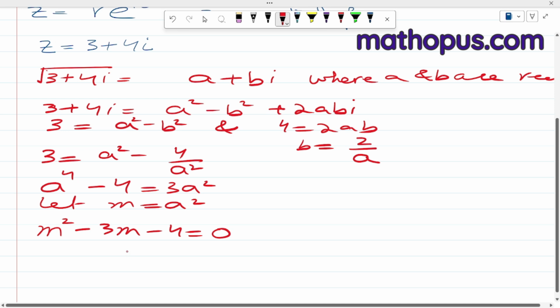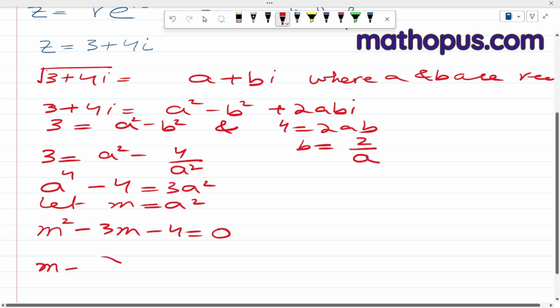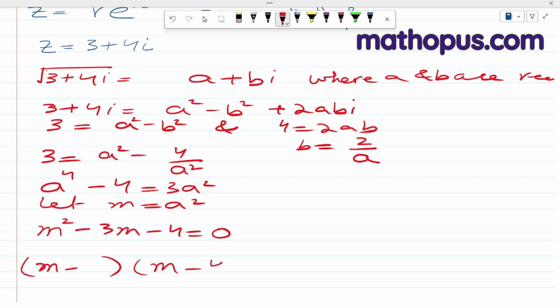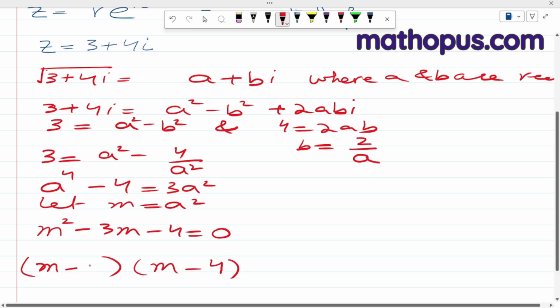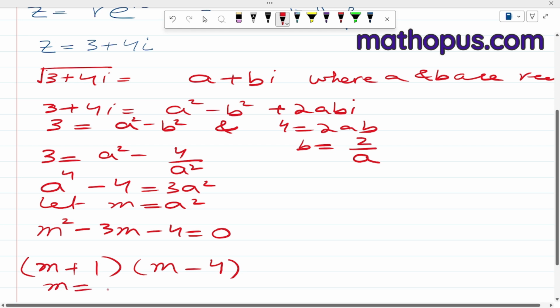Now use the middle term break or you can use the quadratic formula. By using that, we get values of m. So let's do the middle term break: minus 4 and plus 1, since minus 4 plus 1 is minus 3 and the product is minus 4. So we get two roots, m equals minus 1 and m equals 4. So let's substitute it back.